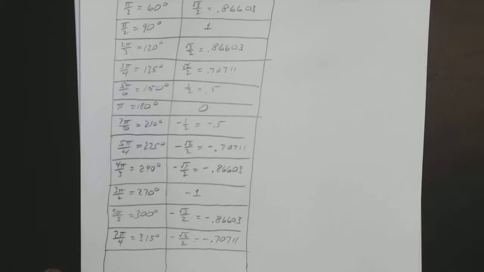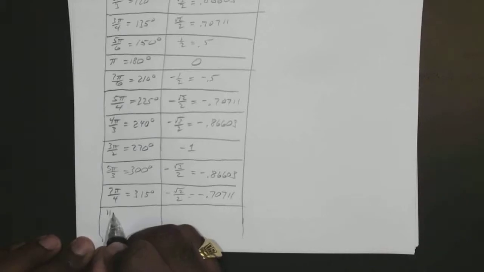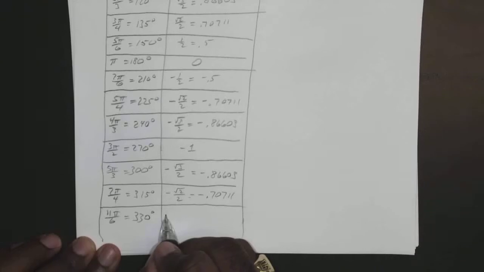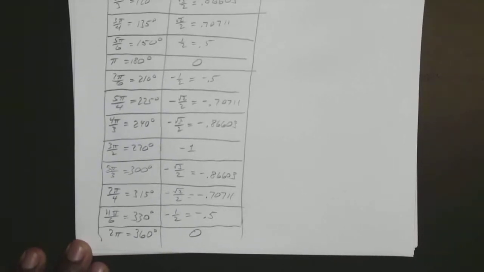If you go to 11 pi over 6, bring that up some, run out of room. That's 330 degrees. That's negative 1/2, which is negative 0.5. And if you go to 2 pi, which is a complete circle, or 360 degrees, your y value is 0. So all we did was take all the unit circle theta values and find decimal numbers for them.